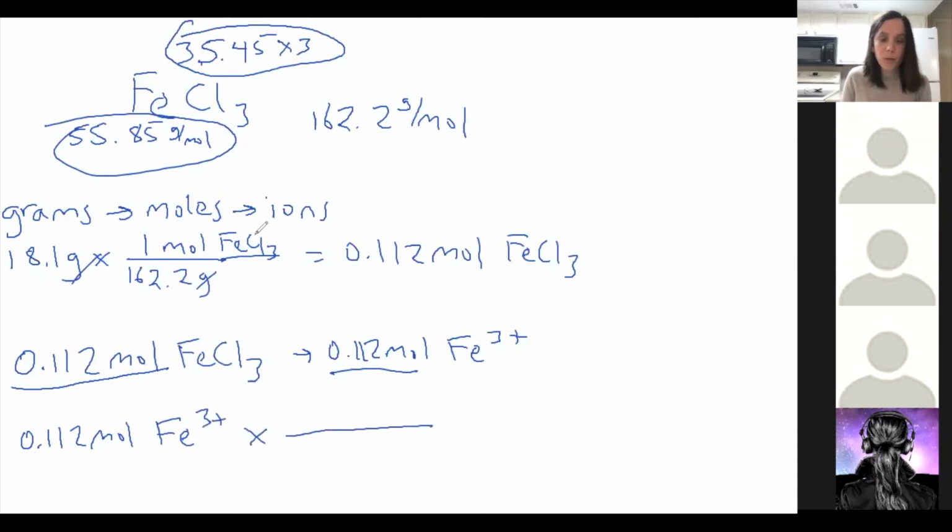So to convert from moles to ions, we use Avogadro's number. For every 1 mole, there are 6.02 times 10 to the 23rd particles. So we just multiply 0.112 times Avogadro's number, and that will give us how many Fe3+ ions there are. So we get 6.74 times 10 to the 22nd ions.